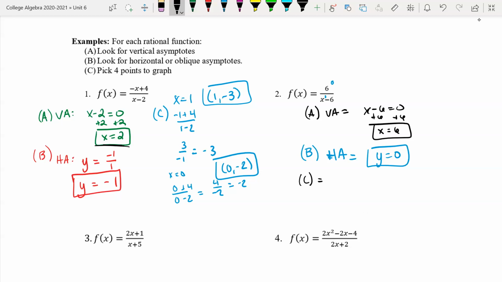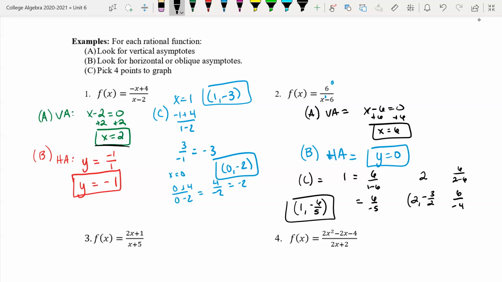So I could plug in like 1. That'd be 6 over 1 minus 6, which would be 6 over negative 5. So literally, I would type it in just like that, negative 6/5, and that would be what coordinate. And you just go to the next one. I could plug in 2. Well, that's 6 over 2 minus 6. It would be 6 over negative 4. So you'd simplify it, it'd be 2, negative 3 over 2.